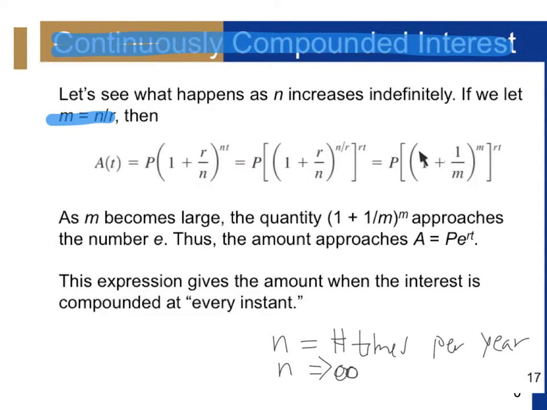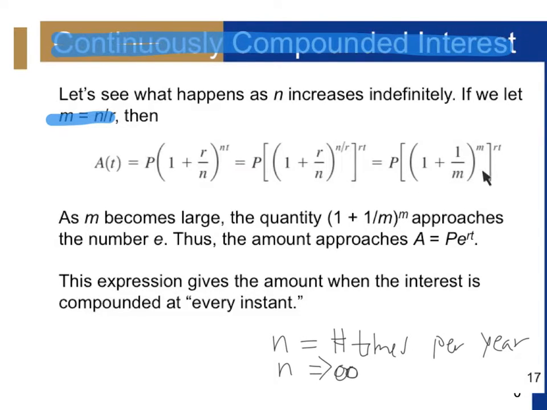Now, if m is n over r, remember interest rate is finite, right? It's like if it's 5%, it's 0.05. And we make n go to infinity, then m will go to infinity too, because m is n over r, right? So as n gets really large, so does m. So think about what happens to this thing when n gets really big. When n gets really big, m gets really big.